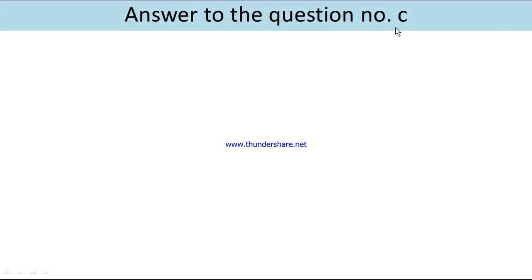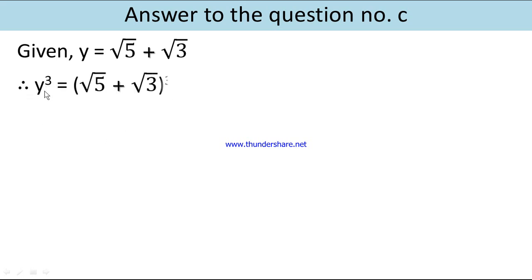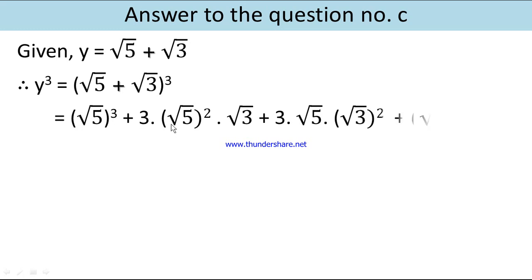Answer to question number C. Given y is equal to root 5 plus root 3, therefore y cube is equal to (root 5 plus root 3) whole cube, which is equal to root 5 cube plus 3 into root 5 square into root 3 plus 3 into root 5 into root 3 square plus root 3 cube.